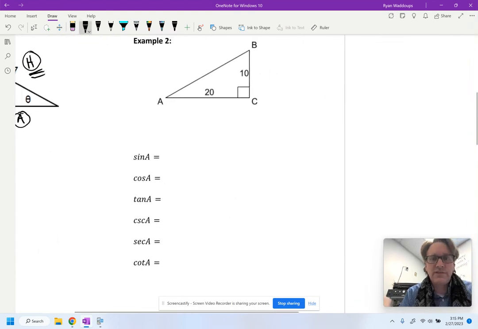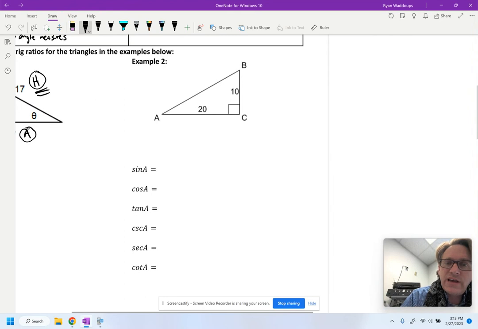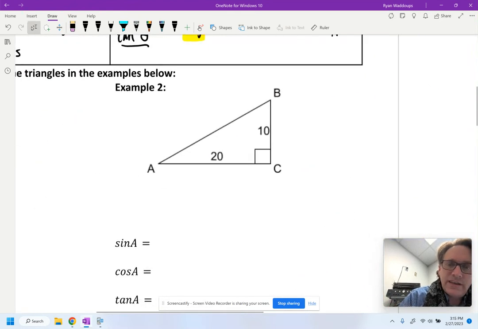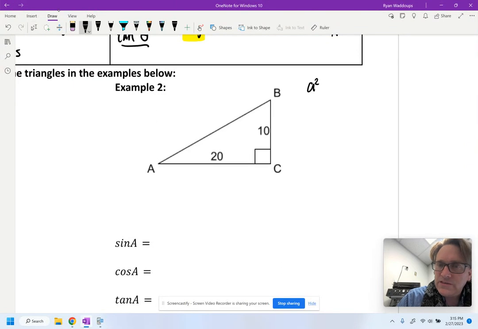All right, let's look at the next one. Once again, this time they didn't give us the hypotenuse. And so we're going to use a squared plus b squared equals c squared, with c being the hypotenuse, and that's what we're looking for. And so a is 10, so 10 squared plus 20 squared equals c squared. 10 squared is 100. 20 squared is 400.